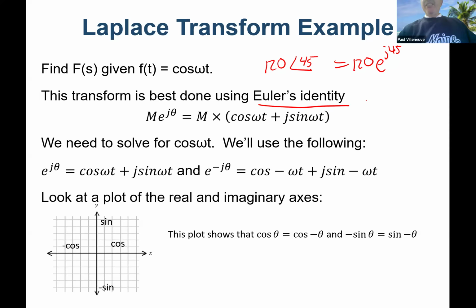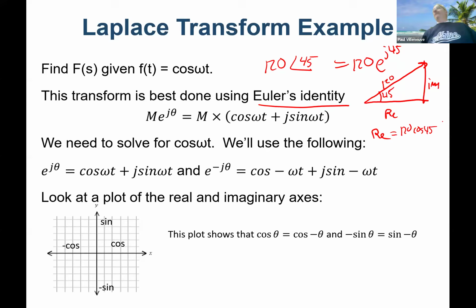Why? Because it has a vector that does something like this, correct? But how do I build that vector? I have a real part and an imaginary part. How do you get the real part? Sock it to me. Bad joke. I know this is 45 degrees, and I know this is 120. So SOH-CAH-TOA tells me the real part is equal to 120 times the cosine of 45 degrees, right?